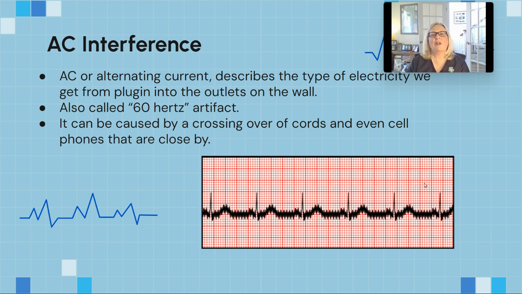So you're going to have to make sure your wires are uncrossed, they're not tangled up. Anything that could cause vibration is moved away. Cell phones are clear, all of that good stuff.